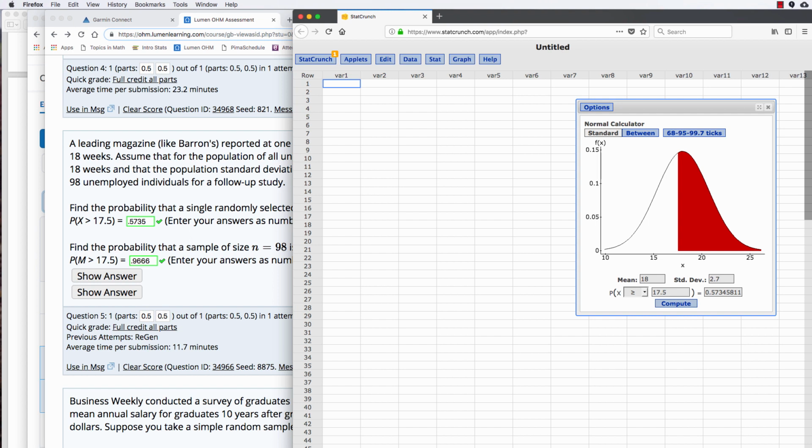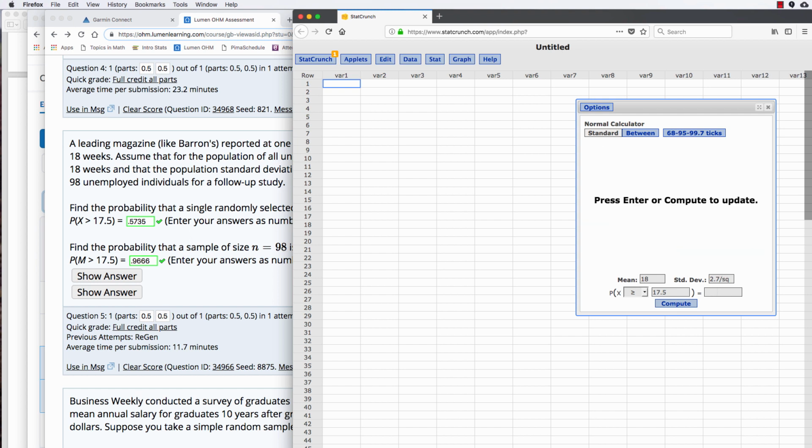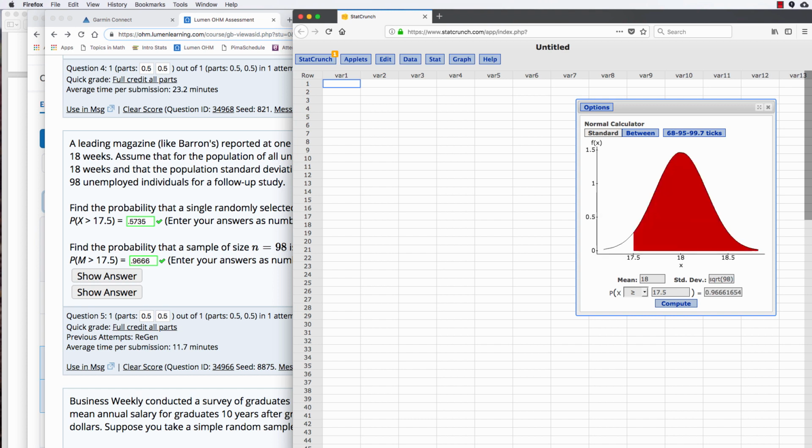Okay, now let's do the second part where we take 2.7 and we divide it by the square root of 98. And when we compute, we get 0.9666. All right, that's the first problem.